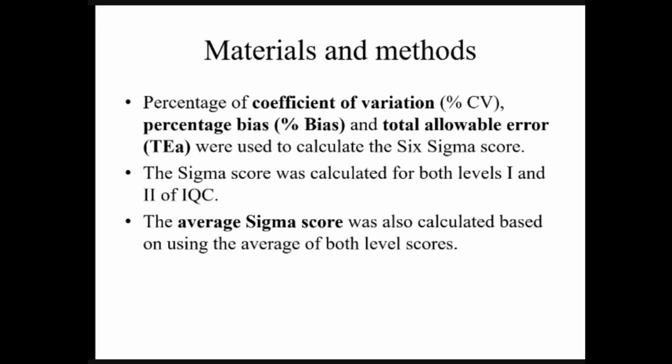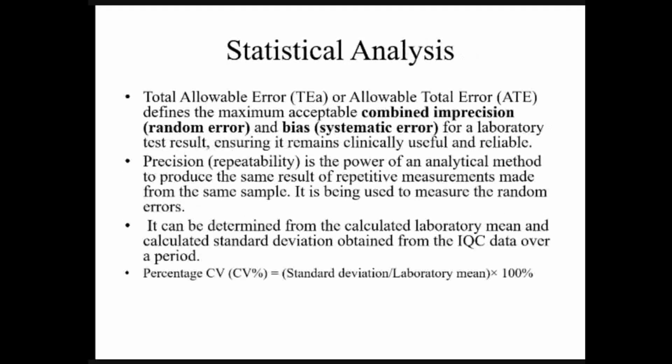Now, what were our tools? The coefficient of variation, that is percent CV, percentage bias, and total allowable error were our tools to calculate the Six Sigma score. The sigma score was calculated for both level 1 and level 2 of IQC. Then the average sigma score was calculated from both the levels.